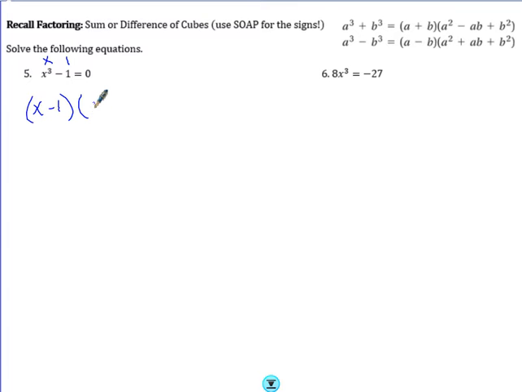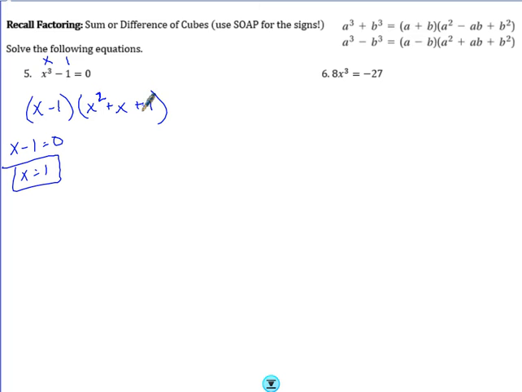And then a squared plus AB, so 1 times x is just x, and then always positive at the end, and 1 squared is just positive 1. So that would be factored. But then, since this is asking for a solution, I can just set this part equal to 0. So x minus 1 equals 0. One of my solutions is going to be x equals 1.